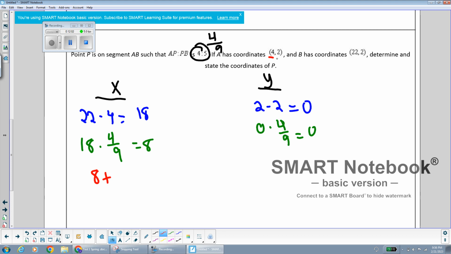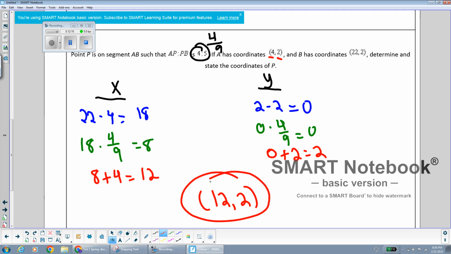So the x coordinate of our start point is 4. And to here, we add the starting y coordinate, which is 2. And here we have our point, 12, 2. That's the point that splits this line segment in a 4:5 ratio. It's 4/9 the way down the line segment. It's a 4:5 ratio.